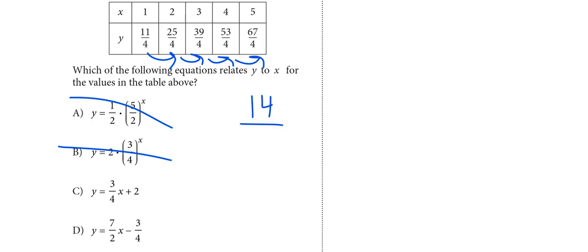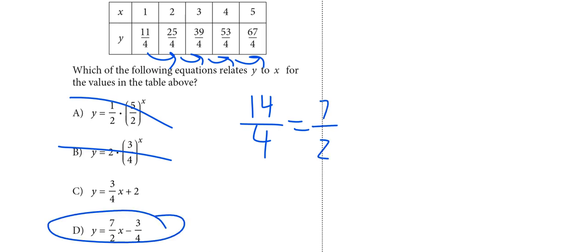Isn't it 14 over 4? Top's going up by 14. Obviously, the bottom does not change. Okay, so that is what? What fraction is that? 7 over 2. Ding, ding, ding, ding. There's your slope.